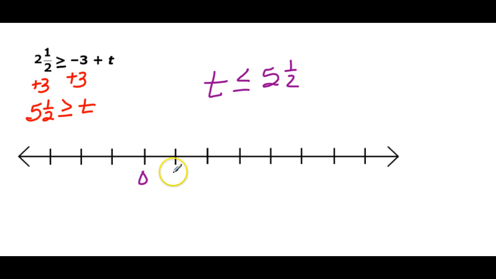I'll make my 0 here. 1, 2, 3, 4, 5, 6. I'm going to say that 5 1/2 is right here. I'm going to put a circle there. My arrow is going to go to the left. And then I'm going to go back and say, am I allowed to include 5 1/2 as my answer? Yes, I am. So I'm going to color that in.